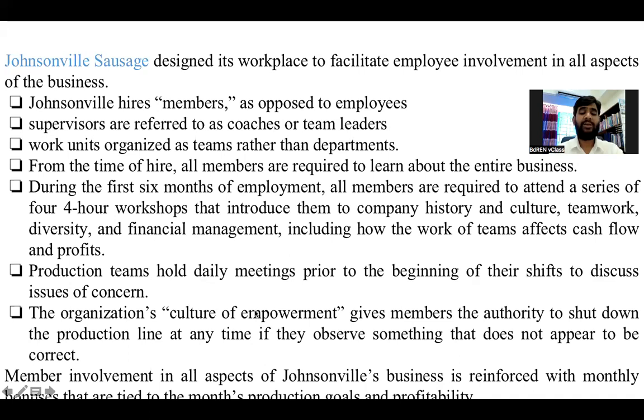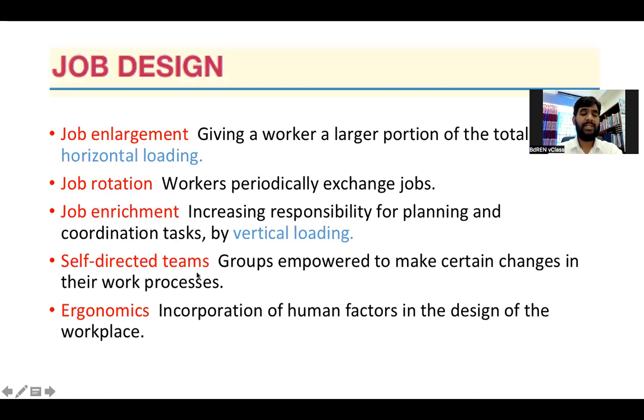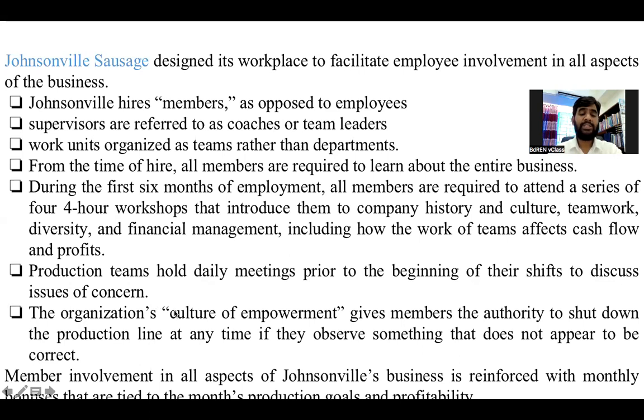The organization's culture of empowerment gives members the authority to shut down the production line at any time if they observe something that doesn't appear to be correct. It is all about self-directed teams. So they have self-directed teams and member involvement in all aspects.